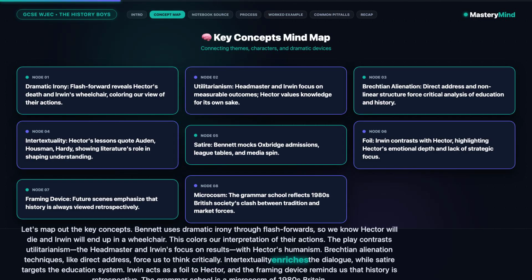Intertextuality enriches the dialogue, while satire targets the education system. Irwin acts as a foil to Hector, and the framing device reminds us that history is retrospective. The grammar school is a microcosm of 1980s Britain. Turning to our core study notes.